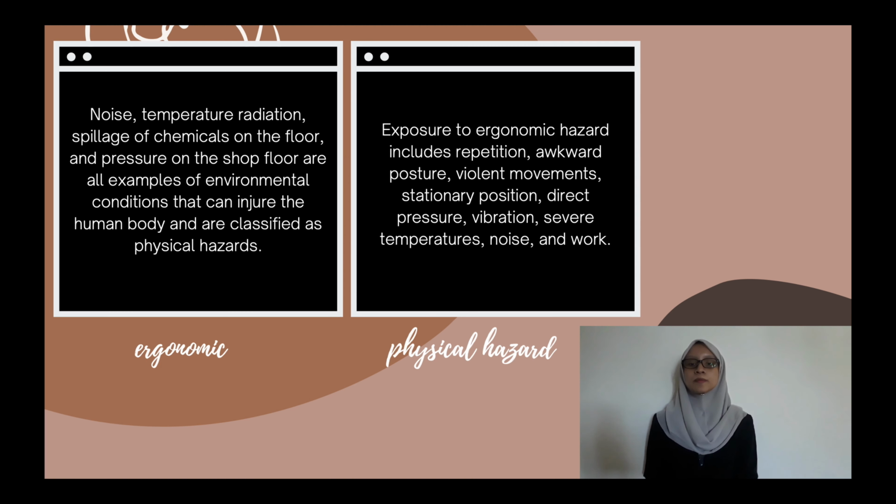Next, from physical hazard, noise, temperature, radiation, spillage of chemicals on the floor, and pressure on the shop floor are all examples of environmental conditions that can injure the human body and are classified as physical hazards. Slips, trips, falls, electricity, noise, vibration, radiation, heat, cold, and also fire are all physical risks. Excessive energy exposure might result in harm and suffering. If we are exposed every day, we may develop an illness and potentially become disabled.